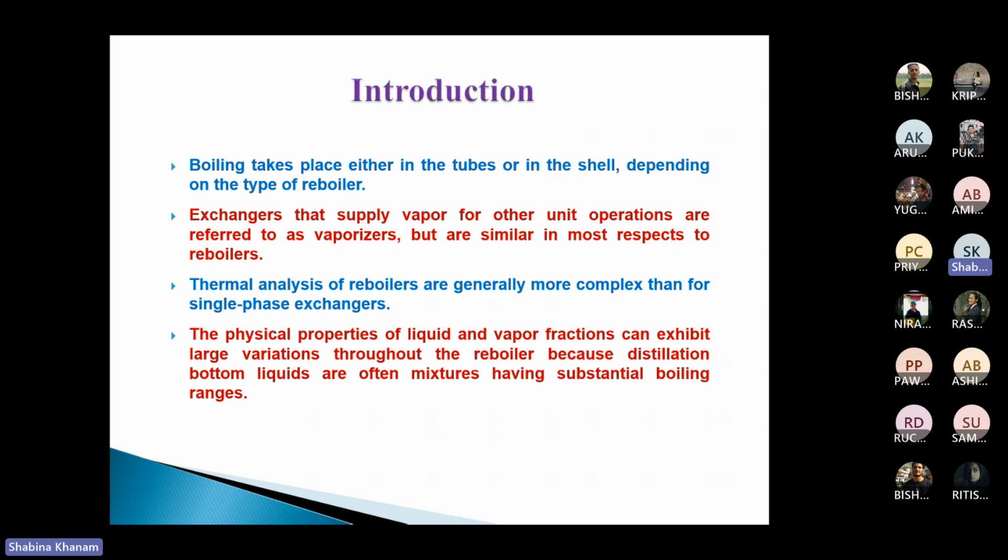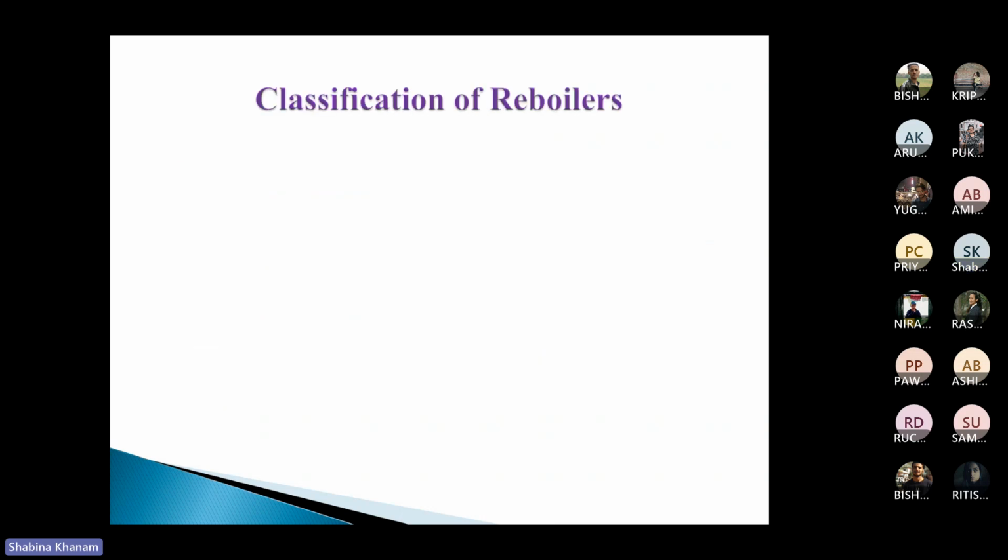Further, the physical properties of liquid and vapor fractions can exhibit large variation throughout the reboiler, because distillation bottom liquids are usually mixtures having substantial boiling ranges. So if you observe variation in temperature, you need to consider the mean temperature at which you will evaluate the properties. So those are some points about the reboiler.